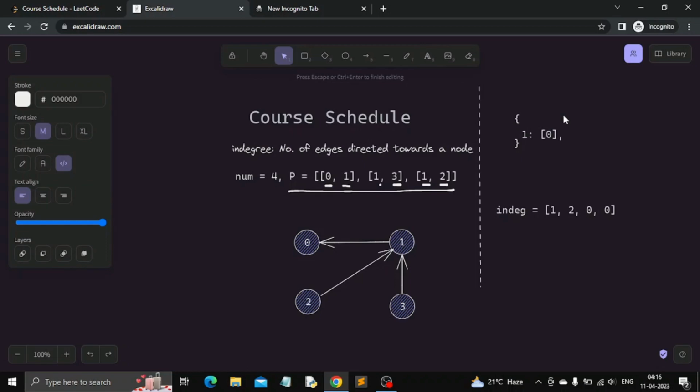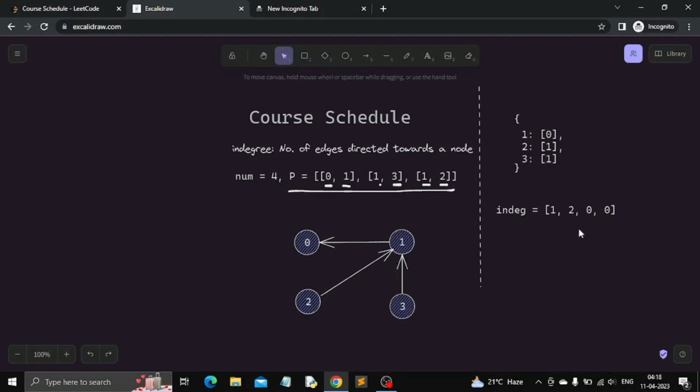Then coming to node 2, from node 2 we have a directed edge towards node 1. Corresponding to node 2 we will have one neighbor, which is node 1. Then coming to node 3, we again have a directed edge from node 3 towards node 1. It means that node 1 is a neighbor of node 3.